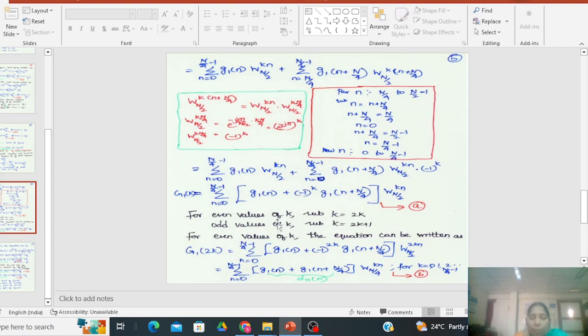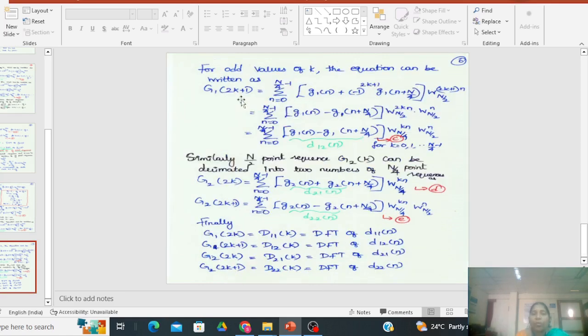Now, in this equation, for even values of k, we substitute k equal to 2k. Then the equation here becomes a positive sign. So this g1 of n plus g1 of n plus N by 4, we are considering it as d11 of n. In the next slide, g1 of 2k plus 1, we are substituting the odd values of k as 2k plus 1 here. So wherever you have k in these places, we have to substitute 2k plus 1. So when you substitute the k values like that, you will get a negative sign here. That is g1 of n minus g1 of n plus N by 4. So this will be equal to d12 of n.